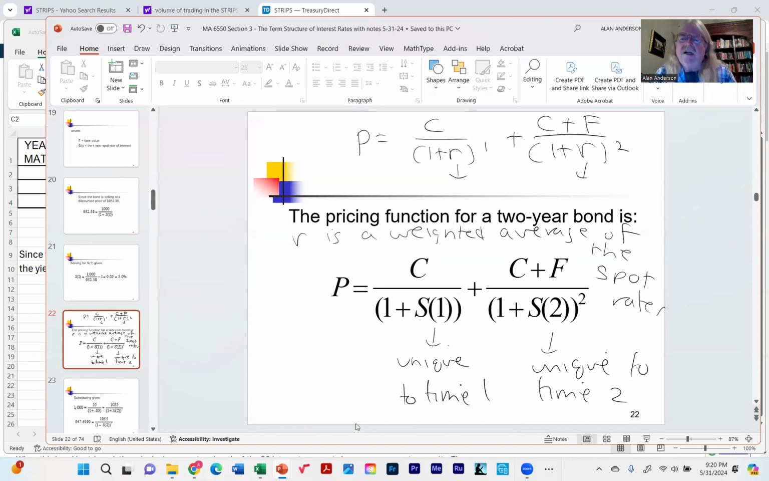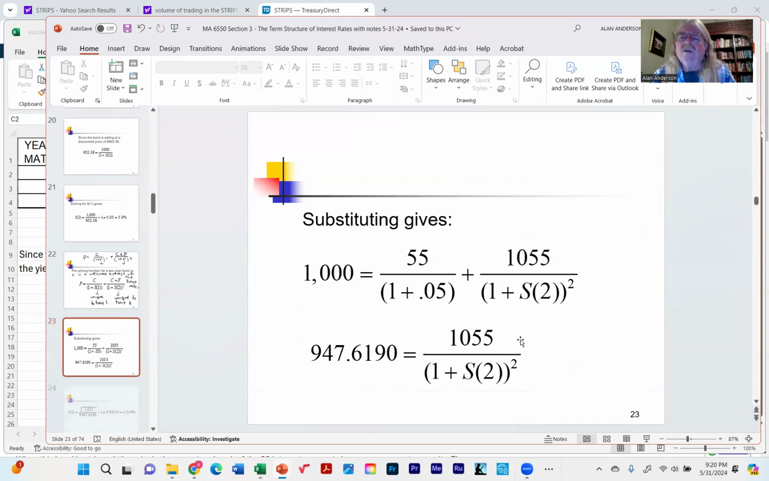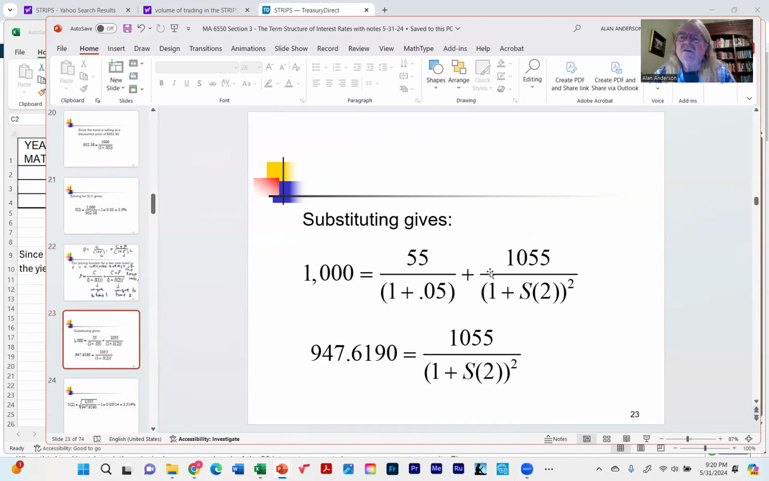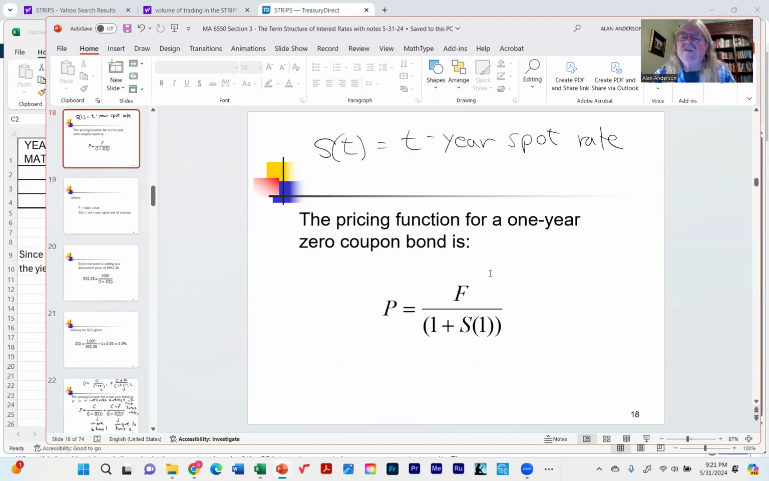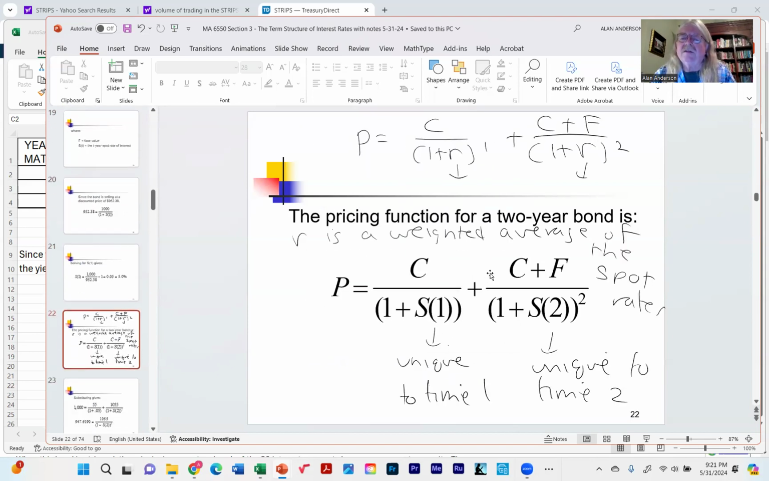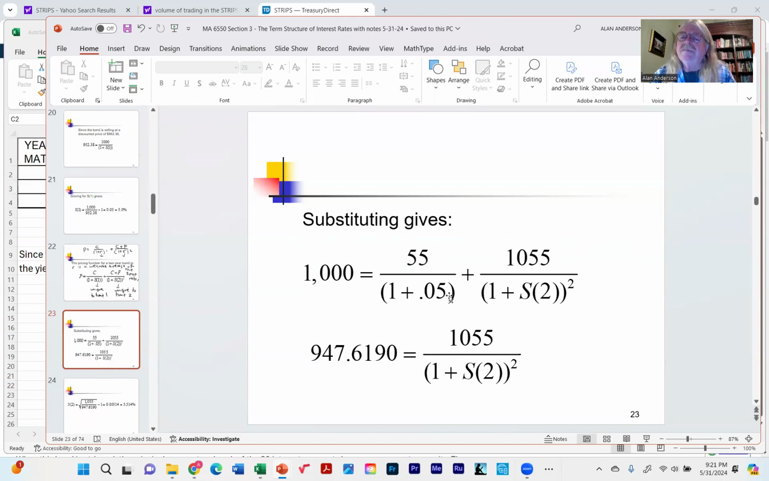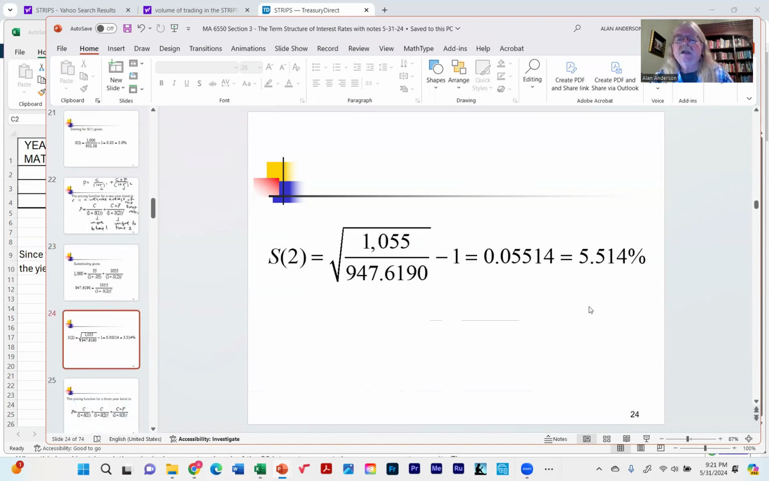Okay, now here's the thing. How do we solve for this? Well, we actually have all this information except for S2. If you recall, we were told that the 2-year treasury note has a coupon of $55. We have a face value of 1,000. And we already determined previously that the spot rate for 1 year is 5%. So if you notice, the only thing that's missing is S2. And so that means that we can rearrange this algebraically and solve for S2, and it's 5.514%.